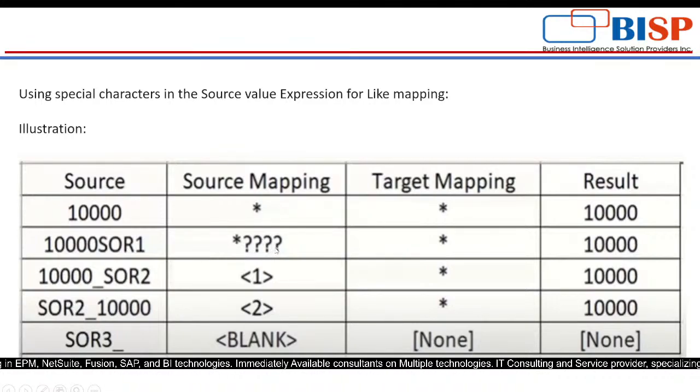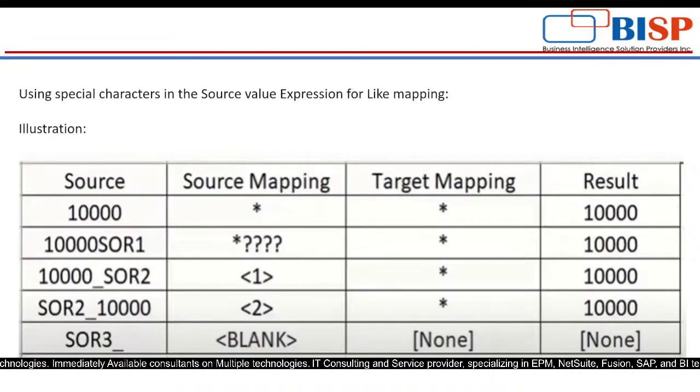Then we have used 4 question marks to remove SOR1 from the mapping. Under the source mapping, we will be providing asterisk and 4 question marks. Under the target mapping, we will be providing asterisk to get the result 10,000.